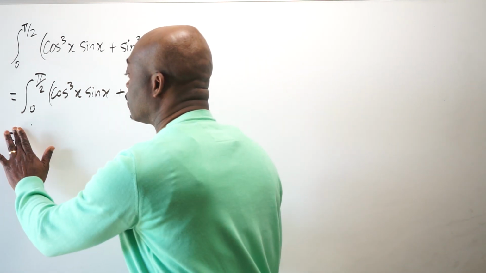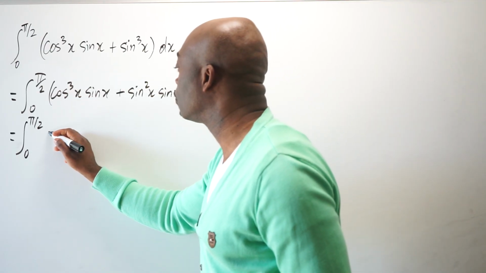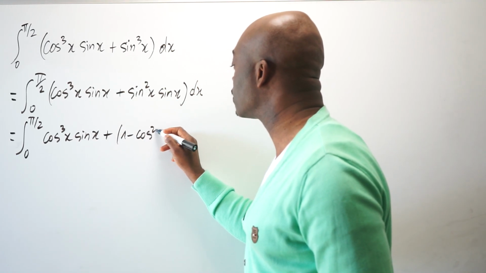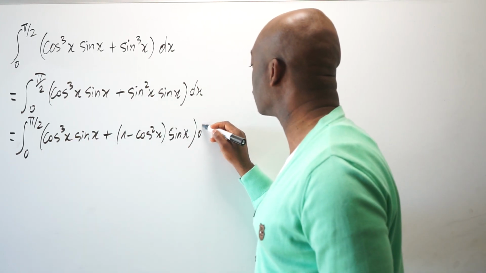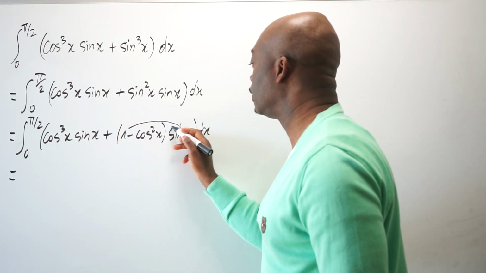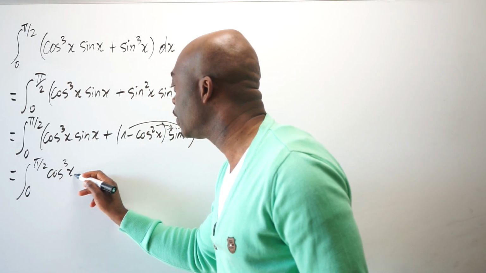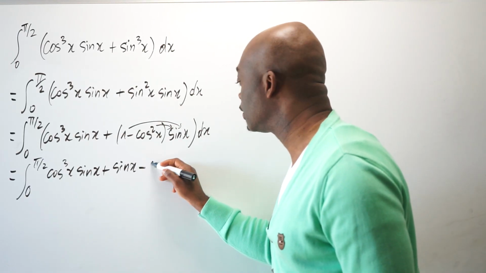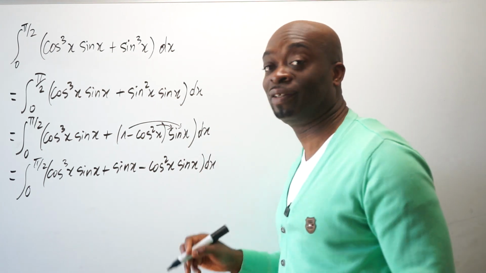So this one is the integral from 0 to π/2 of cosine power 3 x sine x, plus (1 minus cosine square x) sine x, dx. We're going to remove the parentheses by multiplying. So from 0 to π/2 still, we have cosine power 3 x sine x, plus 1 times sine x is sine x, minus cosine square x sine x. How beautiful so far, right? This is great.